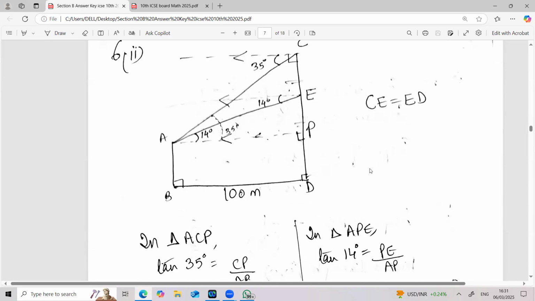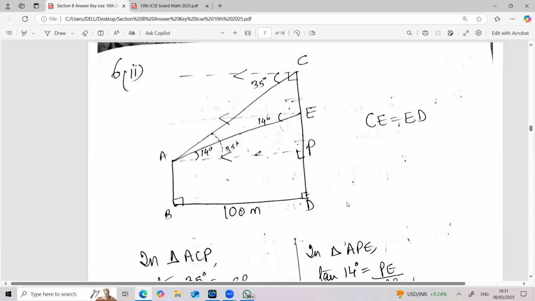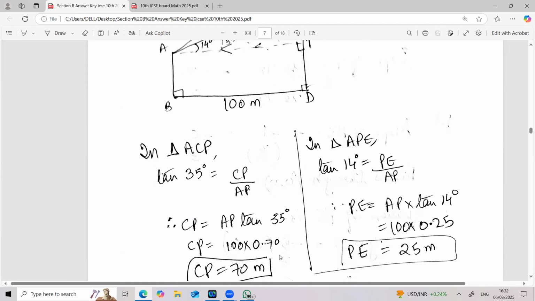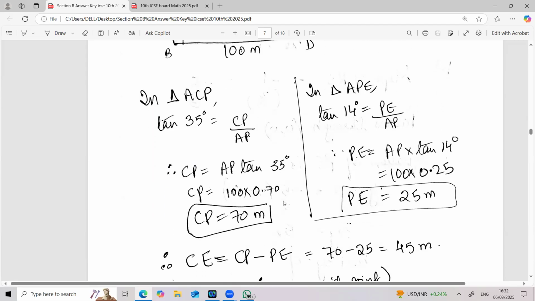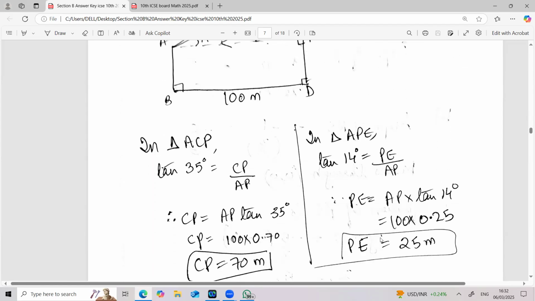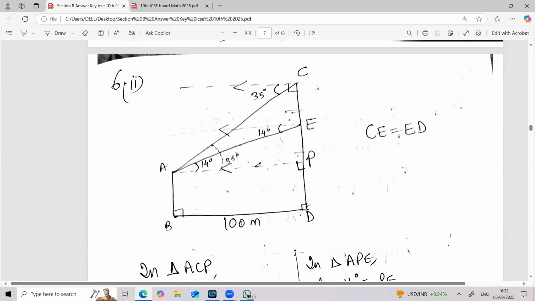The heights and distance question. The teacher has given E is the midpoint of CD. So basically CE is equal to ED, even though my diagram doesn't look good. Okay. Now in triangle ACP, first using alternate angles, I get 35 degree. I applied tan 35. I got this answer. And then I used triangle APE. I got PE as 25. Now, what were we supposed to calculate?